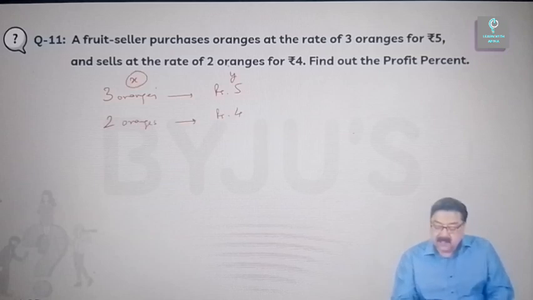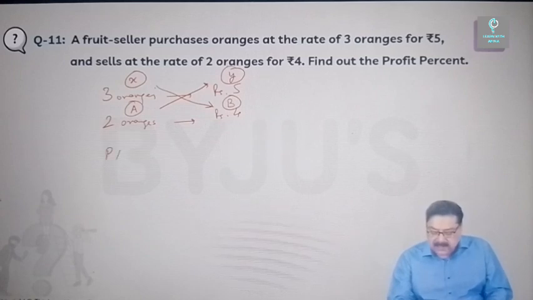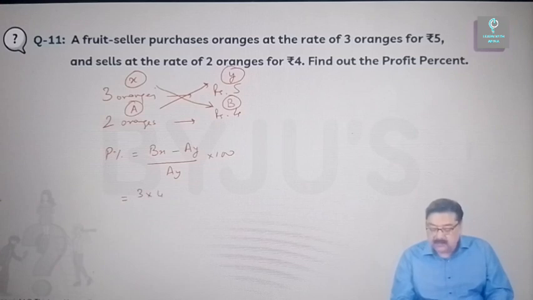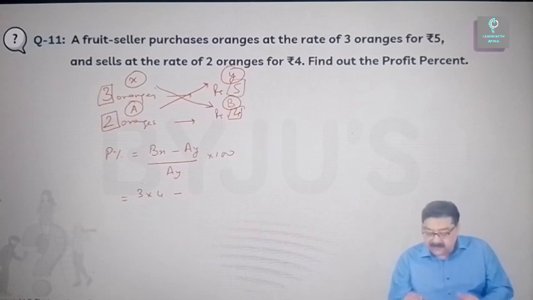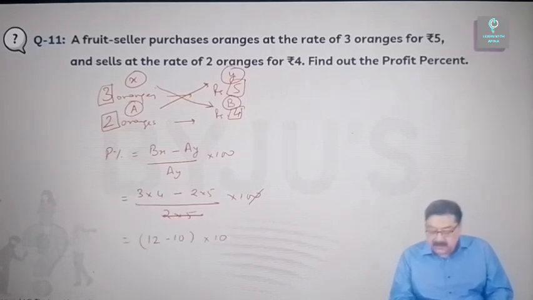So this is X, this is Y, this is A and this is B. Let's do this. Let us cross multiply this. So profit percent here shall be (BX minus AY) by AY into 100. So it shall become 3 into 4. This is B, this is X, minus 2 oranges and rupees 5 is the value for Y. So 2 into 5 by 2 into 5 into 100. Goes off. So this is 12 minus 10 into 10. So that is 12 minus 10 is 2. So it has to be 20%.